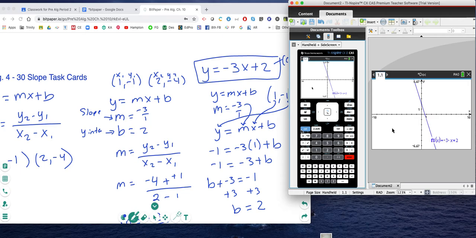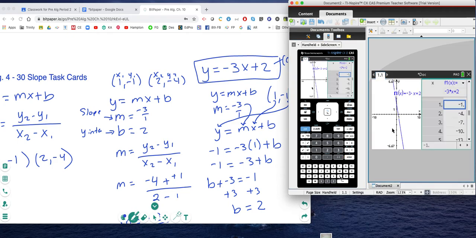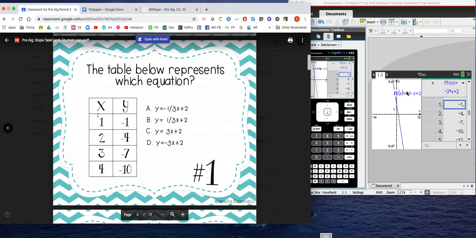Now we're going to check to see if the table matches. So in order to check the table, you're going to use two keys: Control and T for table. Now you'll notice here's our table. Our table has ordered pair (1, -1). It has (2, -4). It has (3, -7), and it has (4, -10).